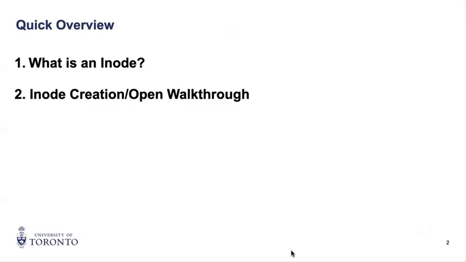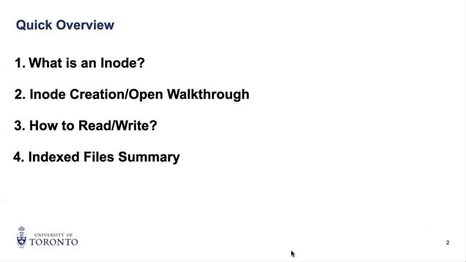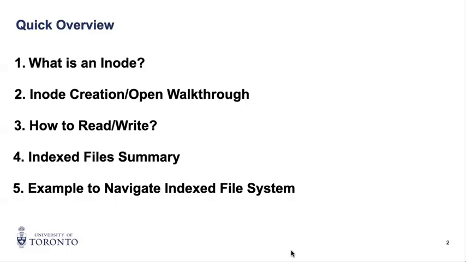As a quick overview, we'll explain first what is an inode and what does each structure in the file system and file.c represent. And number two, I'm going to walk through how one uses the structure to create and open files in the file system. And number three, I'm going to do another quick overview on how one accesses the inode for reads and writes. Number four, I'll do a quick summary of the task you do for index files. And number five, I'll actually do a small example on how you should navigate index files in the file system.